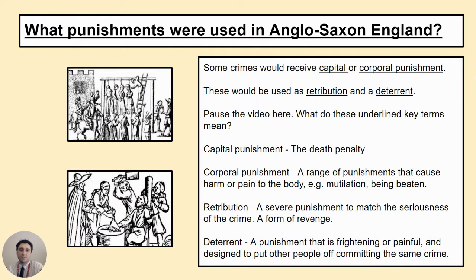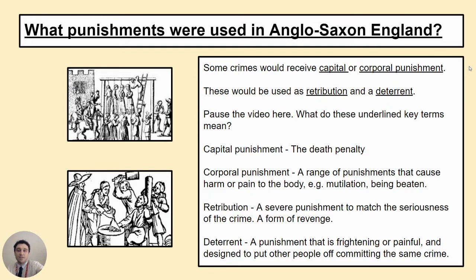Okay, so hopefully you've got something along these lines. First of all, capital punishment, the death penalty, the most severe form of punishment available. In medieval times, this was usually being hung, as you can see in the top picture. Corporal punishment is slightly different. It's a range of punishments that would cause harm or pain to the body. So, for example, mutilation, cutting off a hand, as we can see in this bottom picture, or beating someone up.